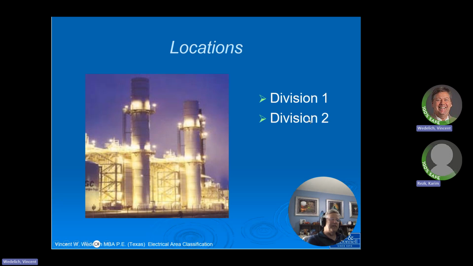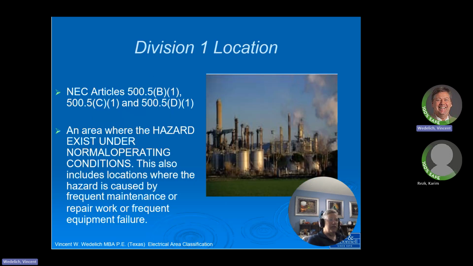If it's not normally there, but it could be, in fact, it could be from 1 to 10 hours a year. It's possible, highly probable there could be that mixture in that area. It's div 2. If it's less than 1 hour, it's general purpose, right? So div 1 is anything greater than 10 to 1,000 hours. If it could happen 10 or 11 hours all the way up to 1,000 hours, it's there, so those conditions could exist.